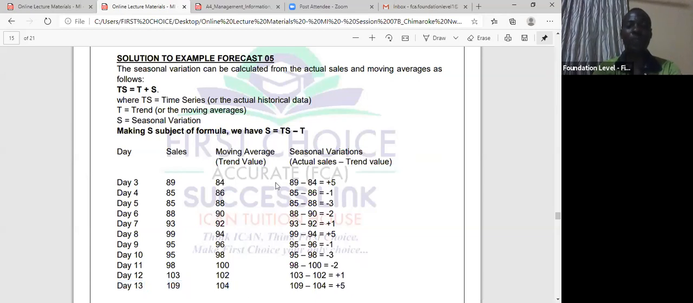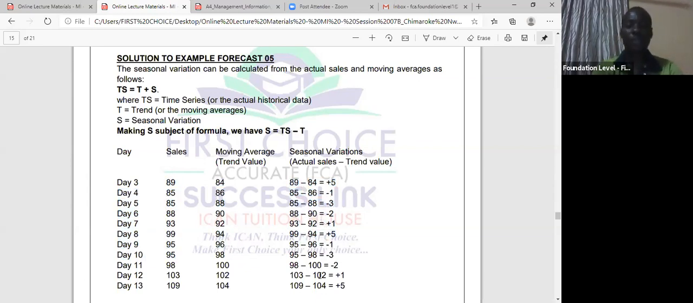So what we did here was 89 minus 84. This is the workings here, gives you plus 5. So you do the same working here. This will give you minus 1. This should give you minus 3. The next one will give you minus 2, down to plus 5. Now you have calculated the seasonal variation for each of these days, moving in the trend. So the trend determines where you start. So if the trend starts from day 3 and ends at day 13, that is what you bring to the table.